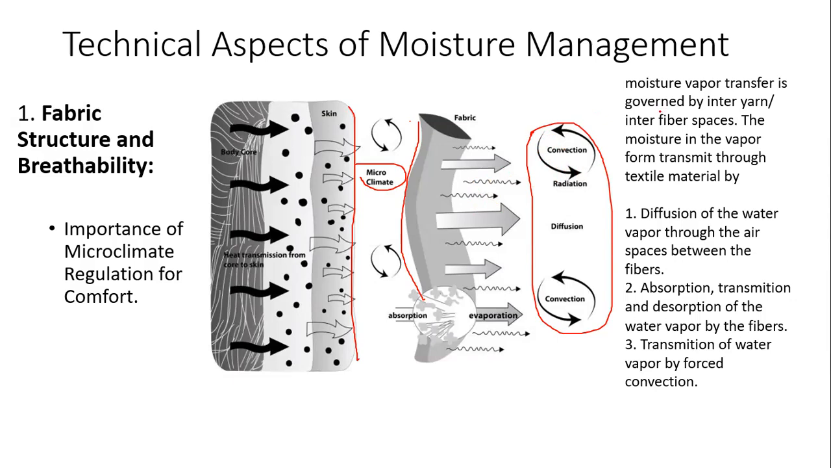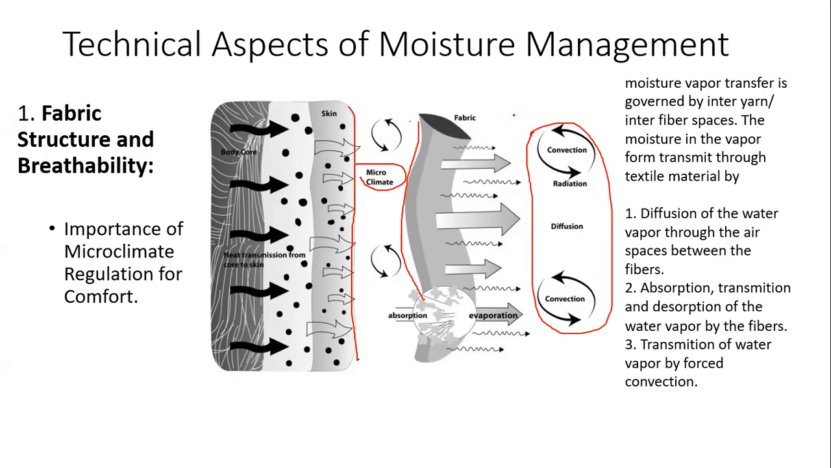So the moisture vapor transfer is governed by the inter-yarn and inter-fiber space. You have yarns, and inside the yarns you have fibers, because yarns are made out of fibers. In here, not the moisture droplets, but the moisture vapor transfer is basically governed by how the moisture interacts between the yarns. And then the inter-fiber space is also important.